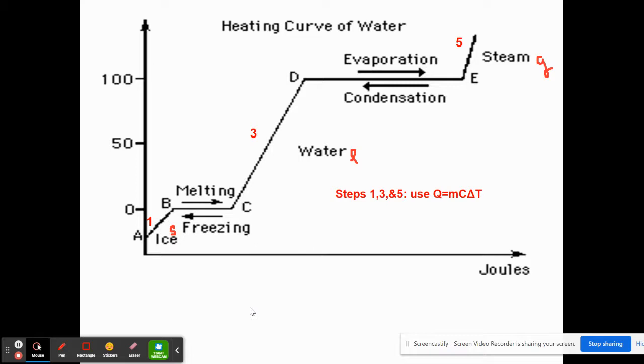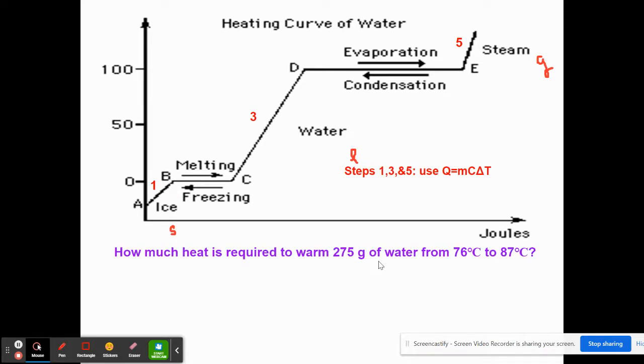So remember, Q is for heat going in or out of the system. M is the mass of that substance. C is called the specific heat. So again, every substance has its own specific heat. You can look them up on a chart. You can Google it. It's always out there. And then ΔT is your change in temperature. So remember, that's final minus the initial temperature. Final minus the initial.